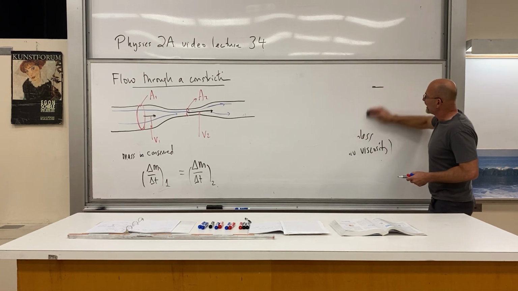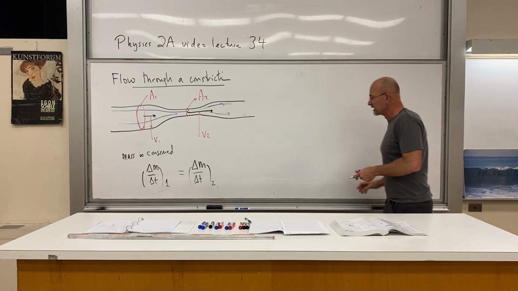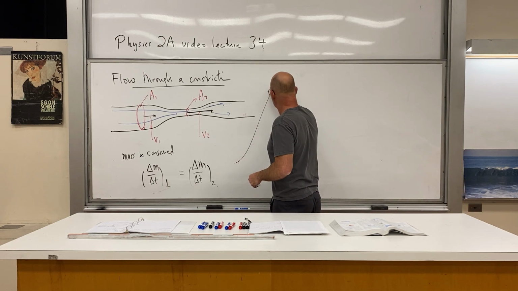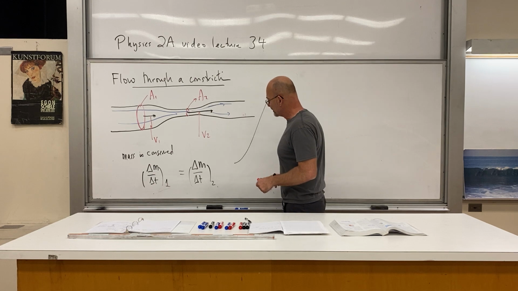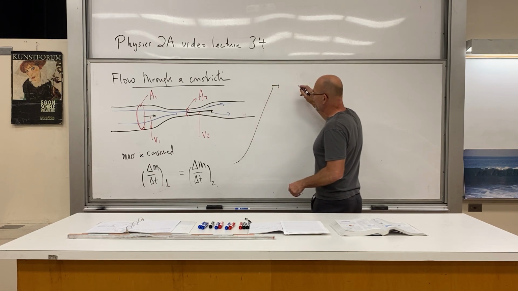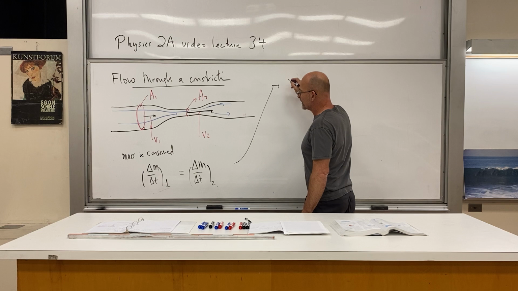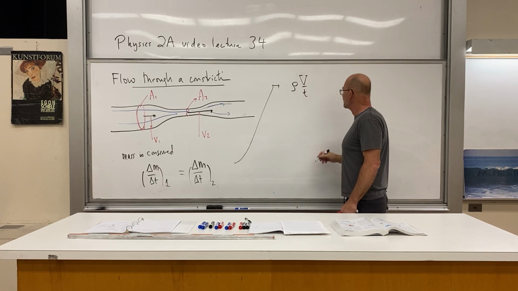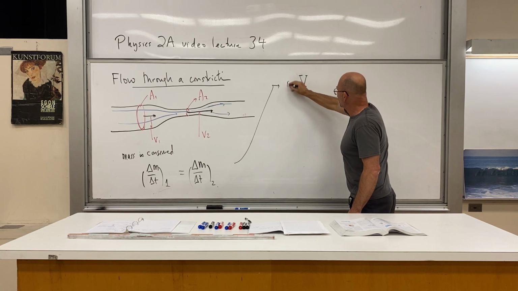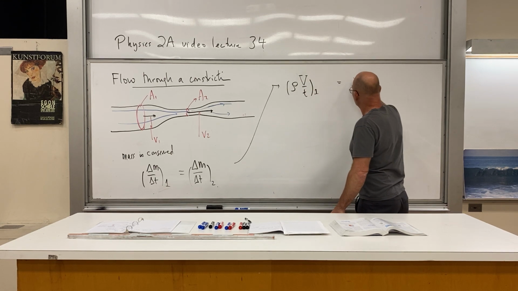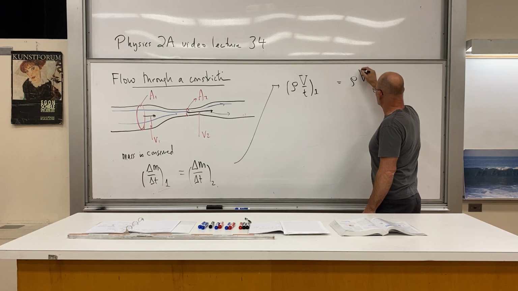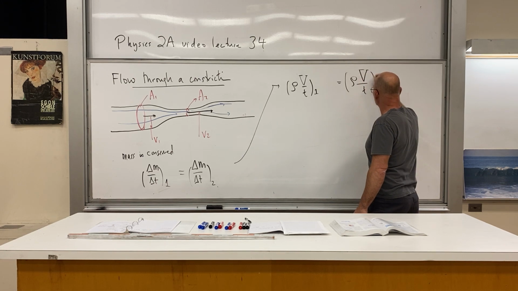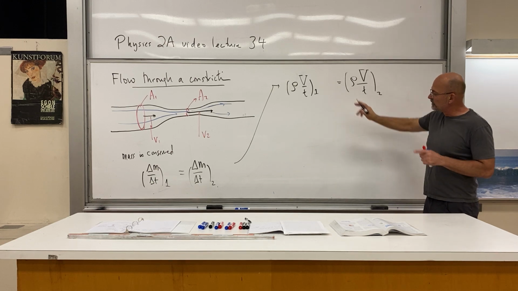Okay, so now let's see what that means. For the mass, and the delta T is the same, so for the mass on the one side we have density times volume over delta T through 1, is density times volume over delta T through 2 there, okay.